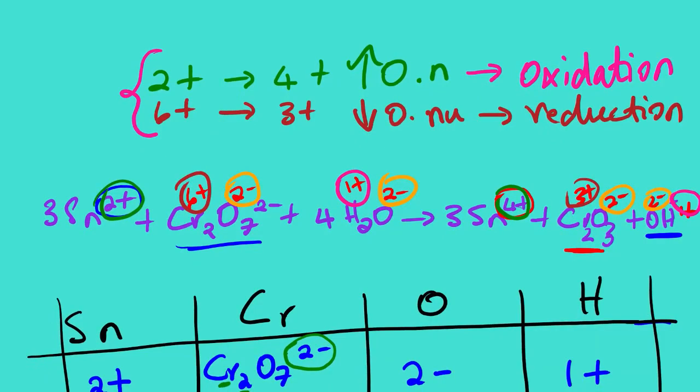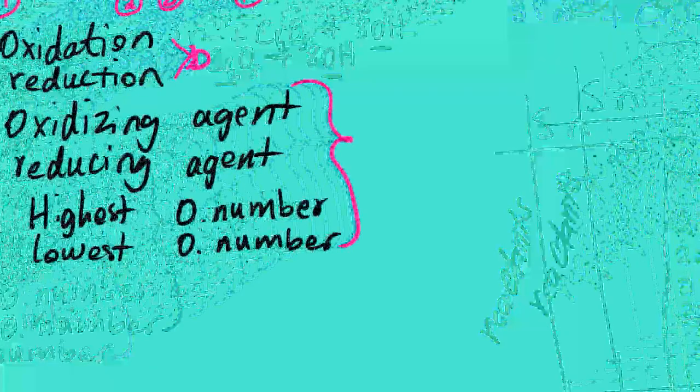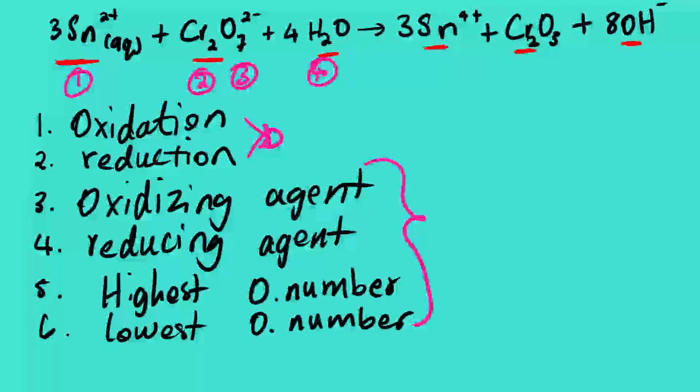So looking at the first question, which element undergoes oxidation? It's tin, Sn. Which one undergoes reduction? It's chromium, Cr. Let me actually use a different color. We have tin, we have chromium.